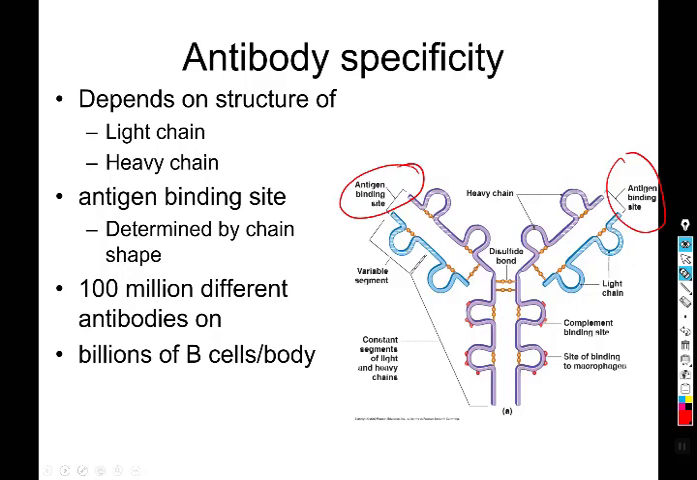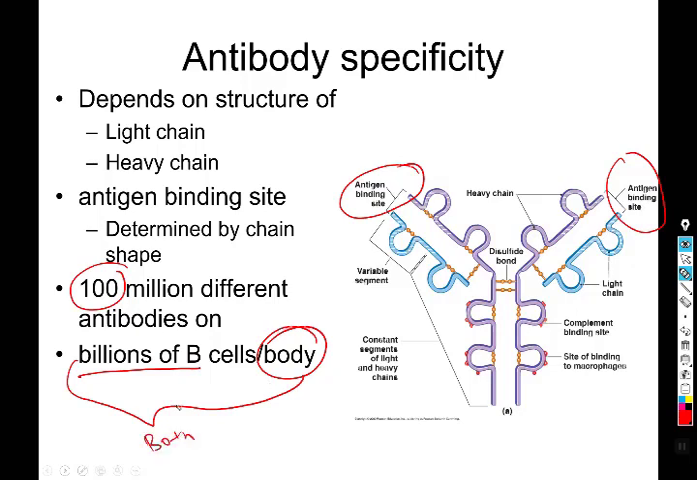So there's 100 million different antibodies on either B cells or just in the body. So this 100 million is for both. And that's a lot. That's a really, really big number, which means that, in general, our immune system is pretty good at being specific. It's good at sorting and remembering and keeping track of a very large number of antigens.